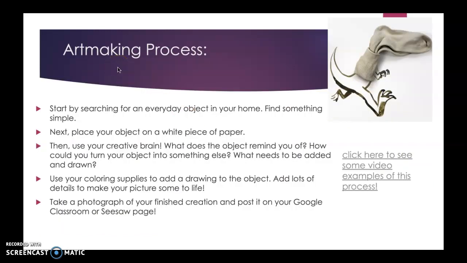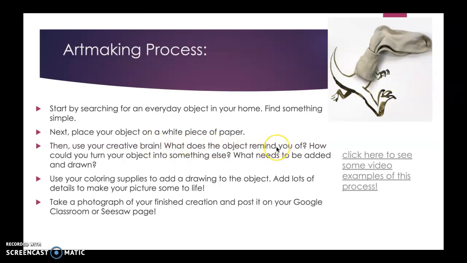Here's his art making process. First, he starts by searching for an everyday object in his house. He usually finds something pretty simple, like a sock. Next, he places his object on a white piece of paper. Then, he uses his creative brain.